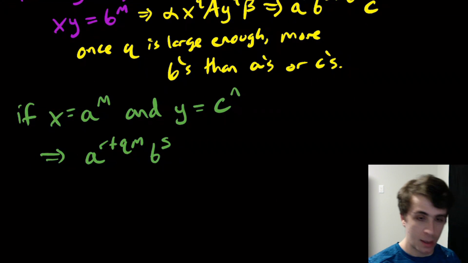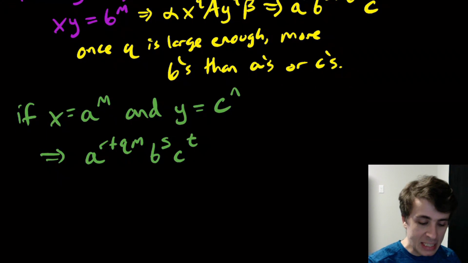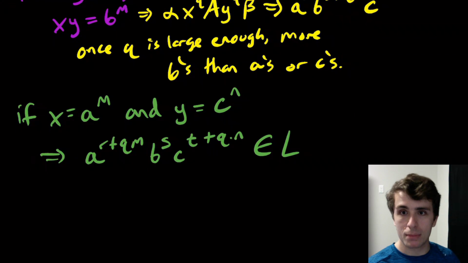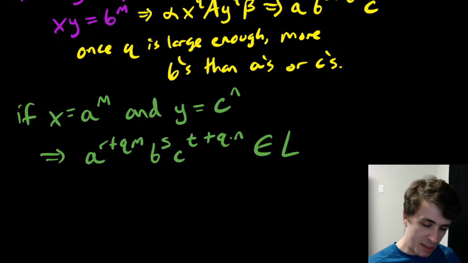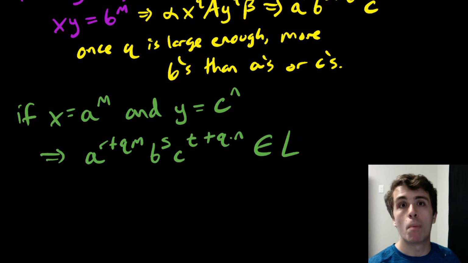And what we're going to get is C to the T, because we got T C's from the previous set of rules, plus Q times N must be in the language because of the grammar, which means we can actually generate that string. But this is impossible because if I make Q big enough, then both of these numbers, this one and this one, will be bigger than S right here.